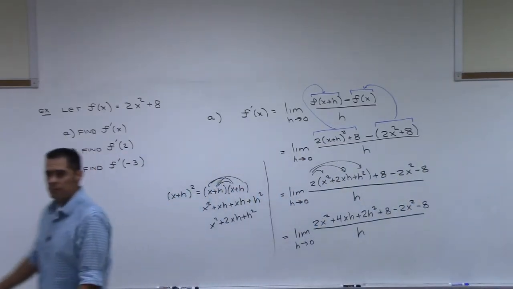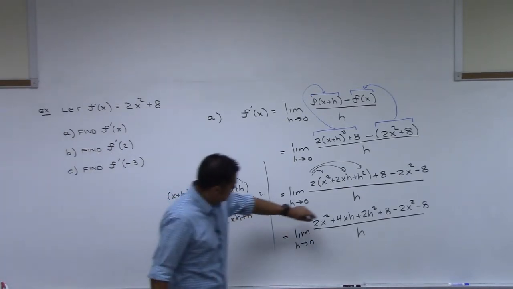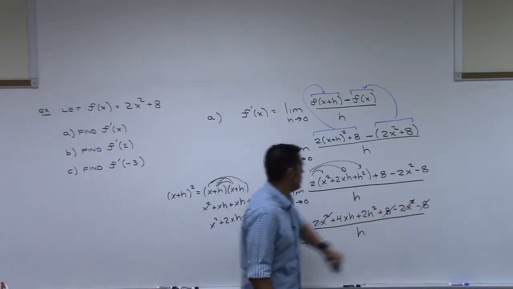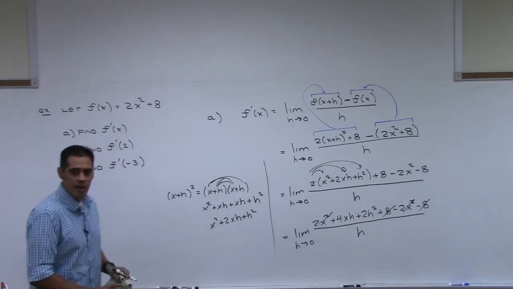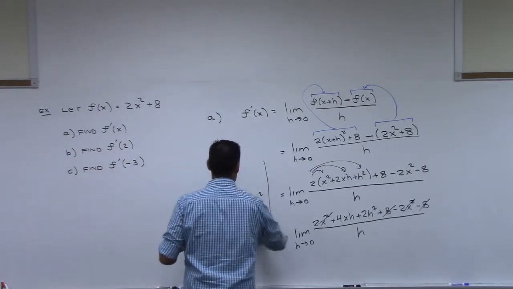Still okay there? And does anything go away? Do we get anything that cancels here? Yeah, 2x squared and 2x squareds and the 8s. And lo and behold, everything that's left has an h in it, right? So I'll leave this because those are the parts B and C that we still need to do.